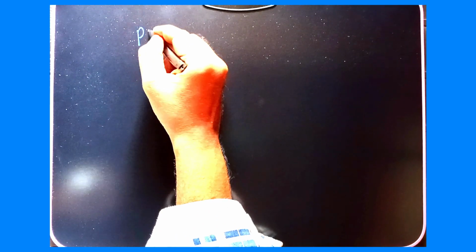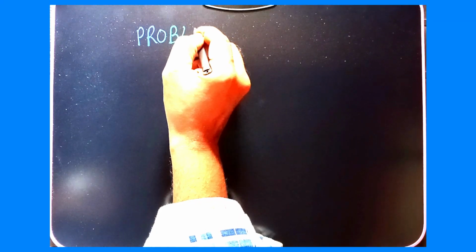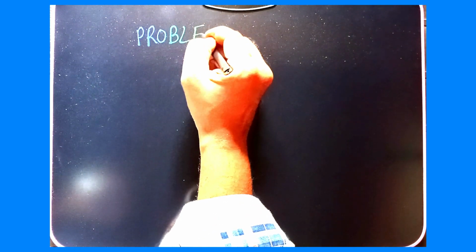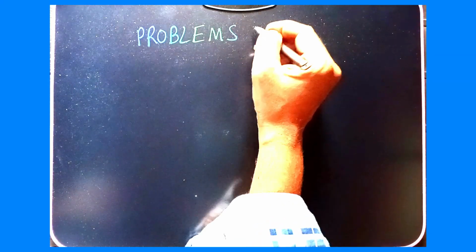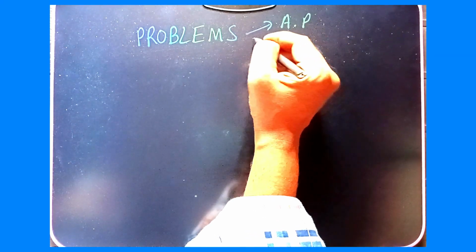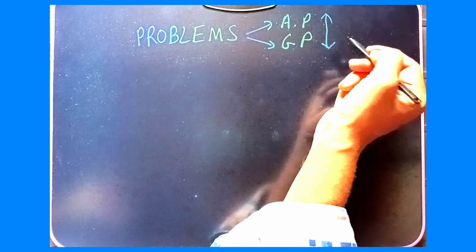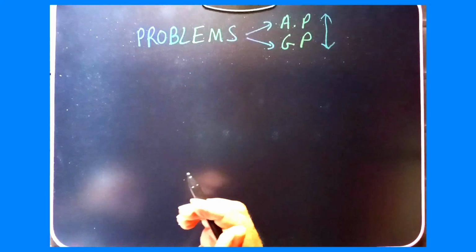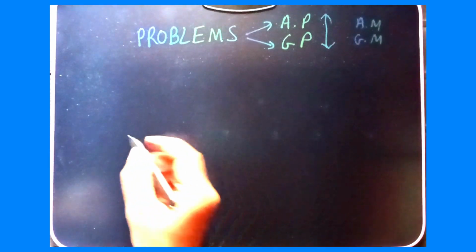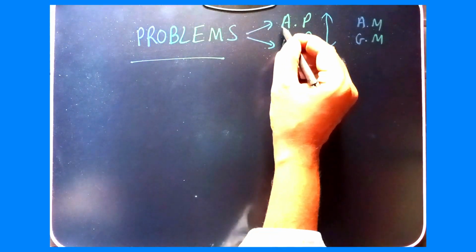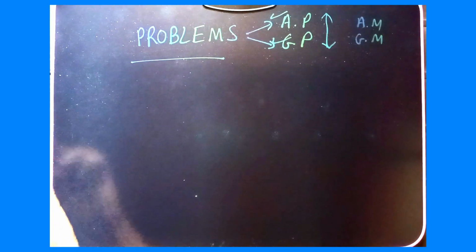Welcome to Concept Clarity for Physics and Maths. Today we're going to take up some more problems. More problems of what? We're going to solve some problems of arithmetic progression and geometric progression. In the last video we took arithmetic mean and geometric mean. So today we're going to take problems for arithmetic progression and geometric progression. So let us begin.